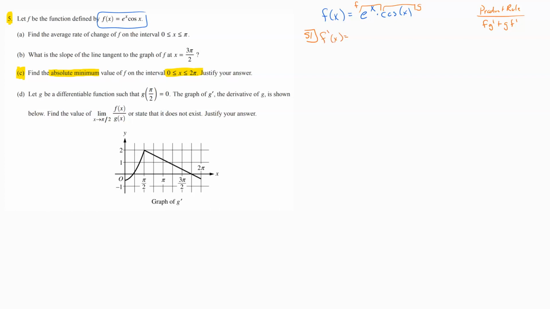So f prime of x, first go grab f. f is e to the x. Multiply that by g prime. The derivative of cosine is negative sine. That's just one of those you have to have memorized. Plus, go grab the g piece, which is the cosine of x, and then multiply that by f prime. The derivative of e to the x is, again, something you just have to have memorized. The derivative of e to the x is e to the x.